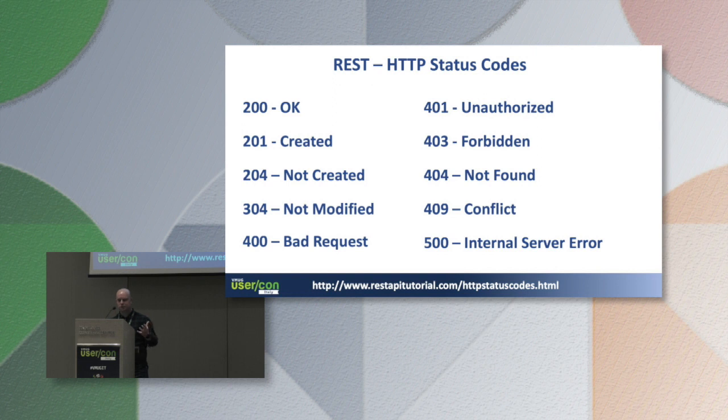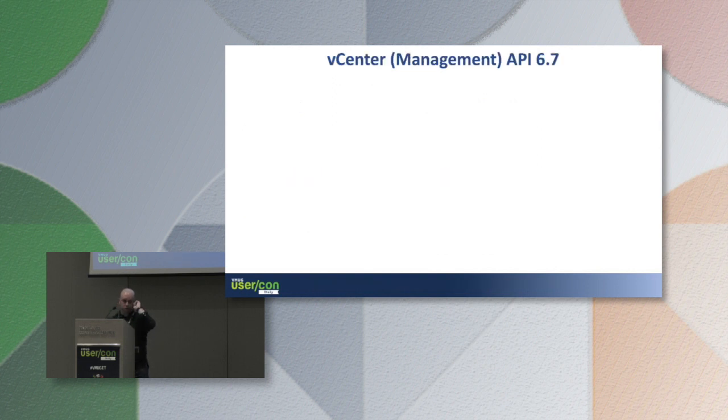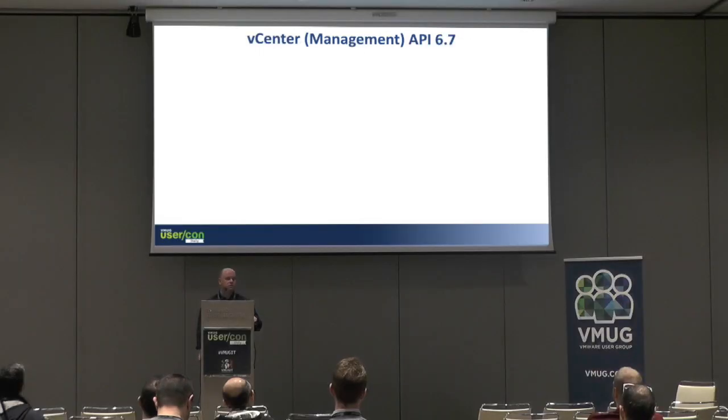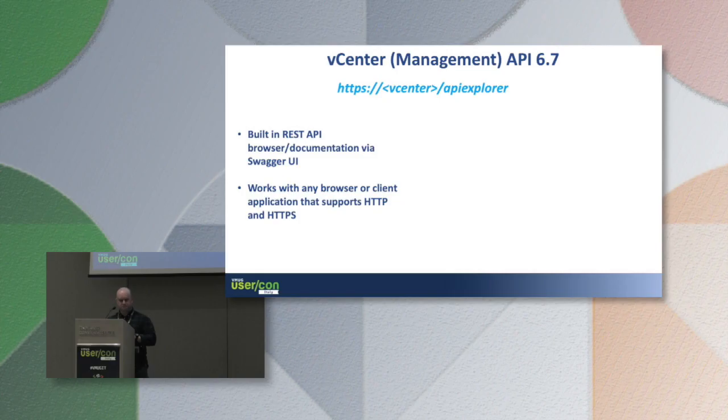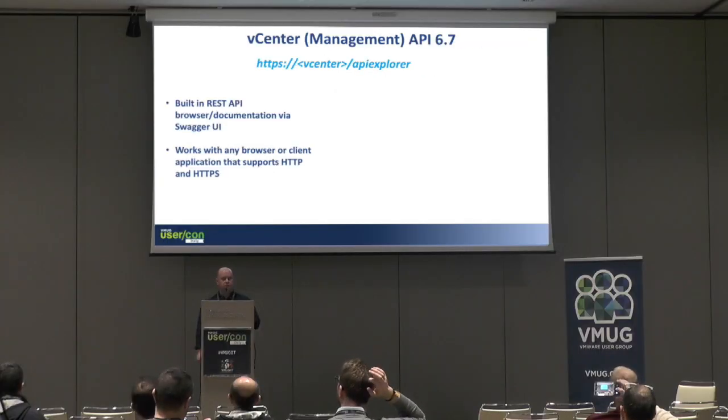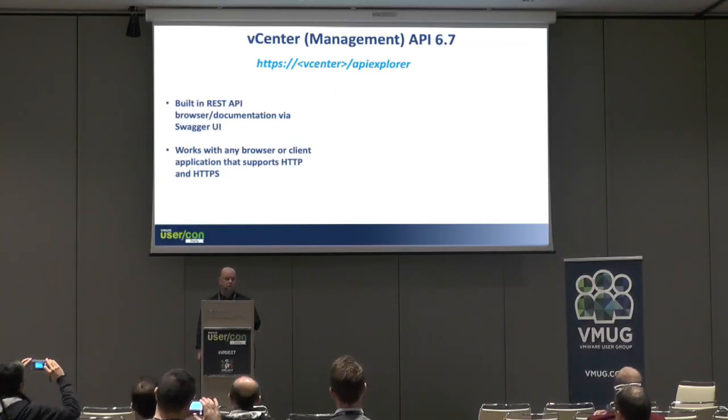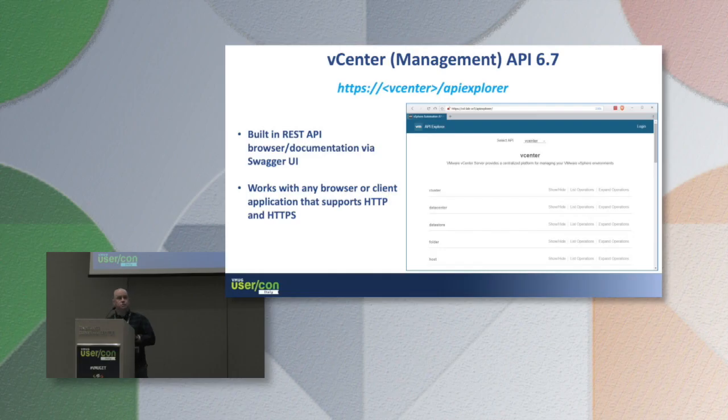Okay, so let's talk about VMware sources of REST API. Back in 6.5, VMware released REST APIs in addition to their SOAP APIs. And it's built into every vCenter you have. The web client has access to that. It's a basic URL, vCenter, your either IP or FQDN, /api-explorer. It's a built-in REST API browser, with documentation via Swagger UI, a really handy little tool to have. It works with any browser or client or application that supports HTTP or HTTPS. And that's what it looks like.